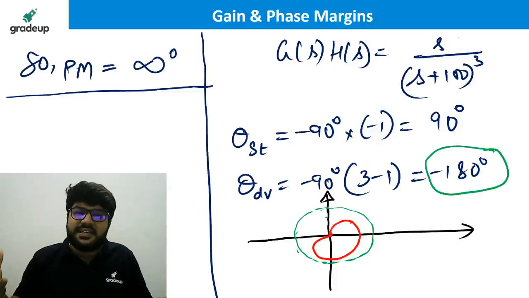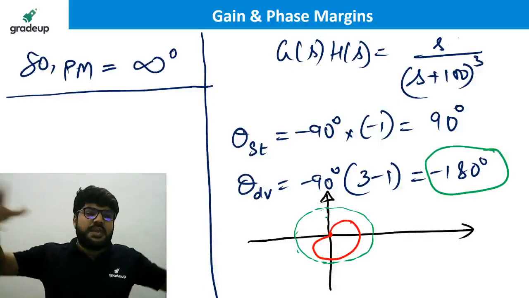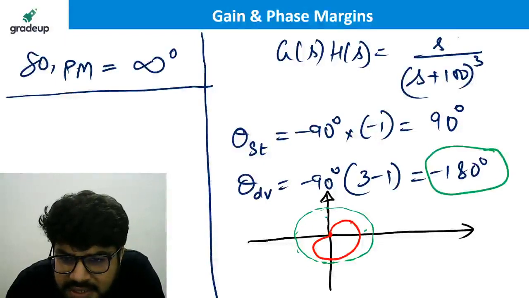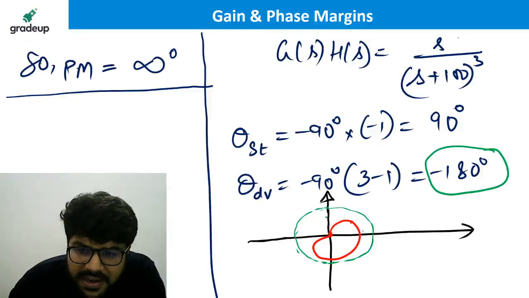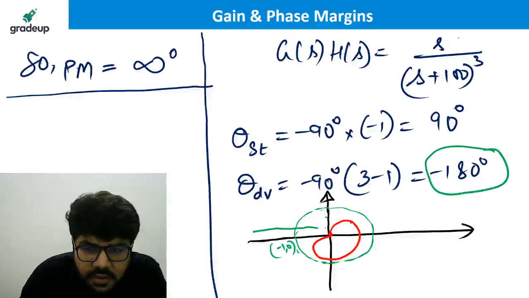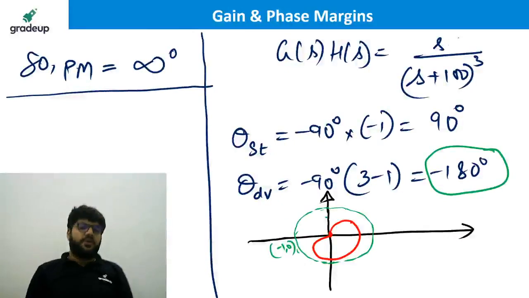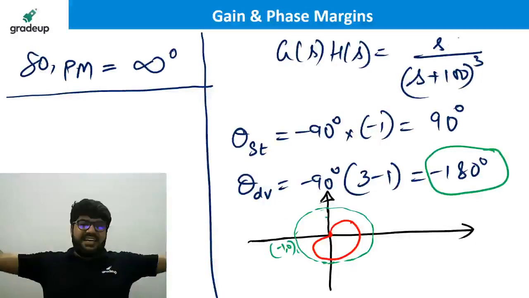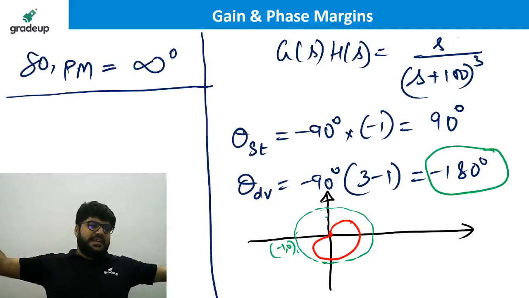So why is the gain margin infinity? Because even if you keep on increasing the gain of the system, dear, what will happen? This point which is here, its magnitude will increase, but anyways it is not going to intersect -1 comma 0. That is why the gain margin is infinity.